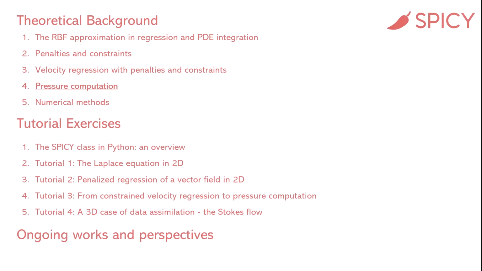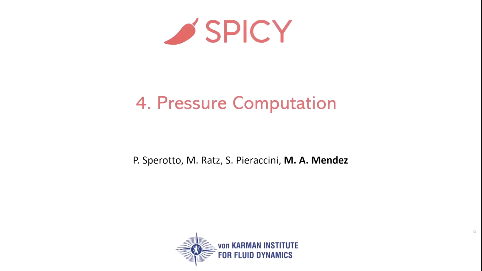This is Miguel Alfonso Mendez from the Von Karman Institute, and in this video we will talk about how to use the constrained RBF formalism to compute pressure fields from image velocimetry. This is the fourth video in the mini course covering the theoretical background of SPICY. In the previous videos we introduced the idea of constrained and penalized RBF regression and how to use it for regression of velocity fields. Now in this video we will focus on the pressure computation. As we will see, this is a very challenging problem.